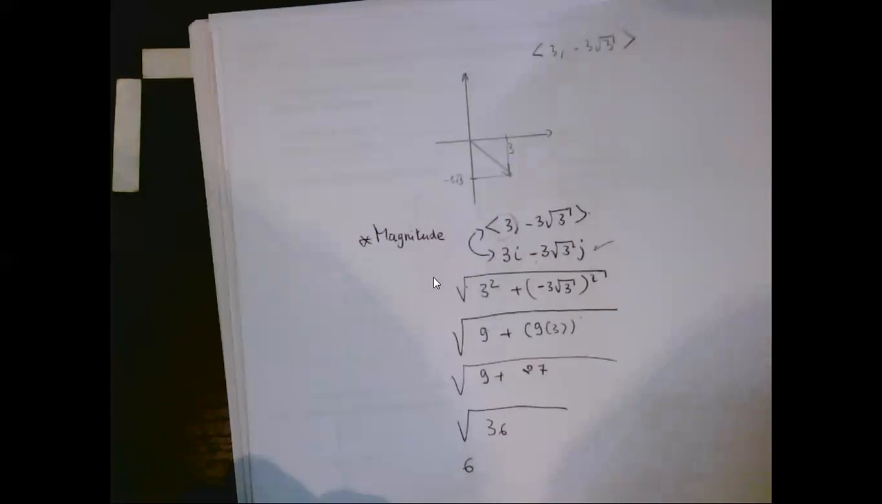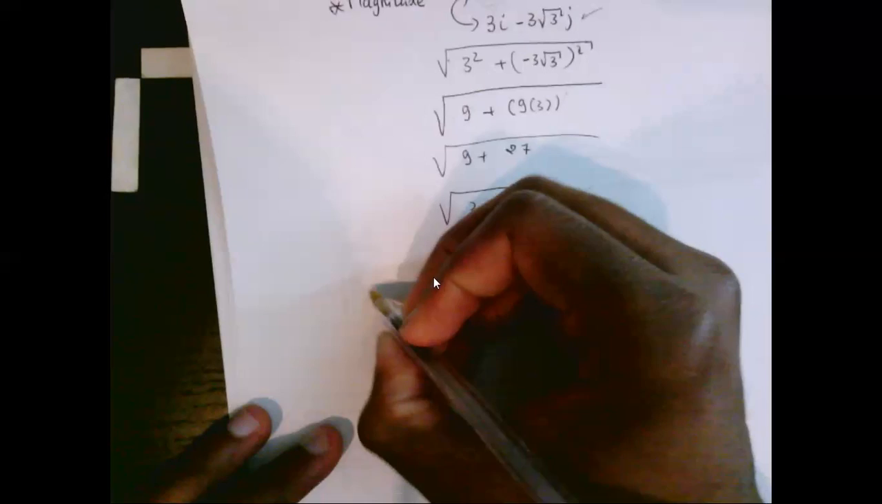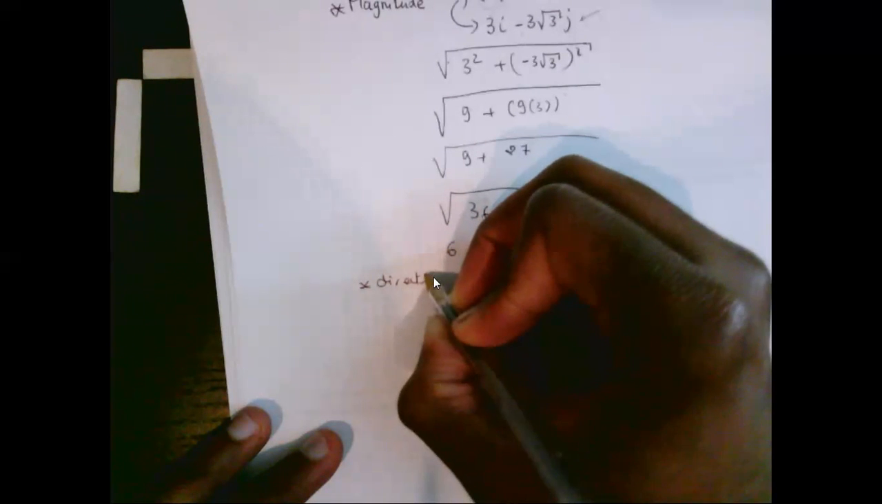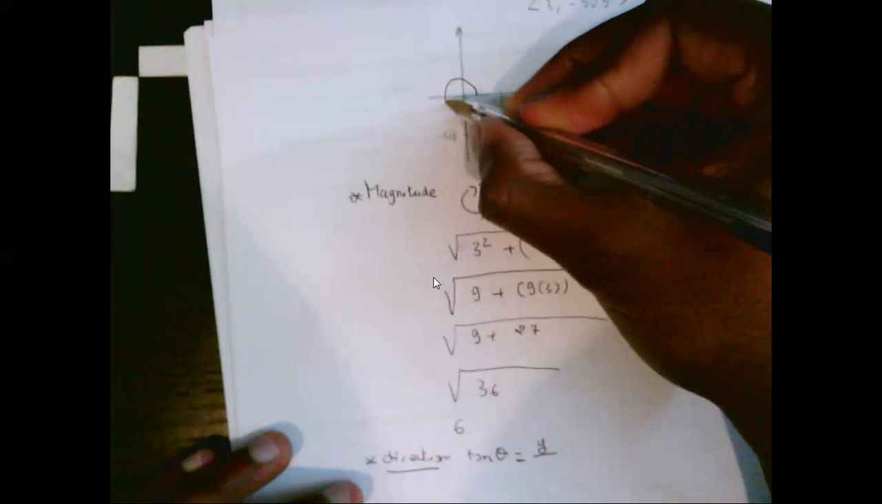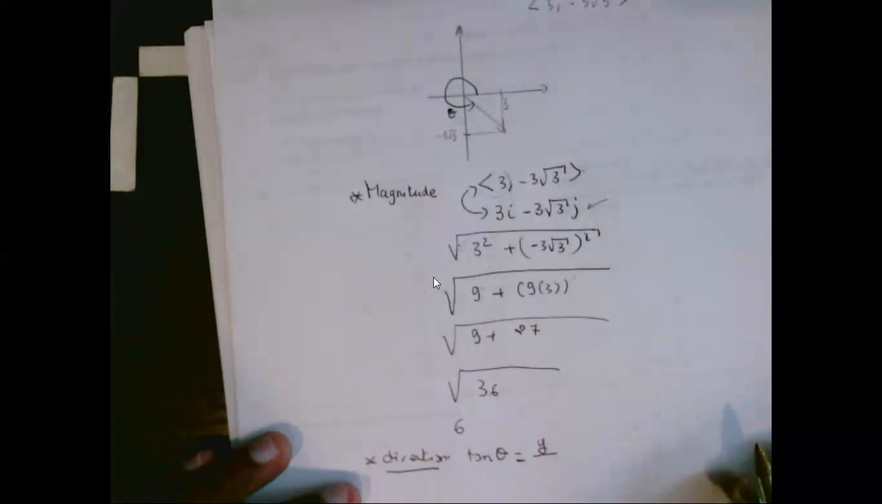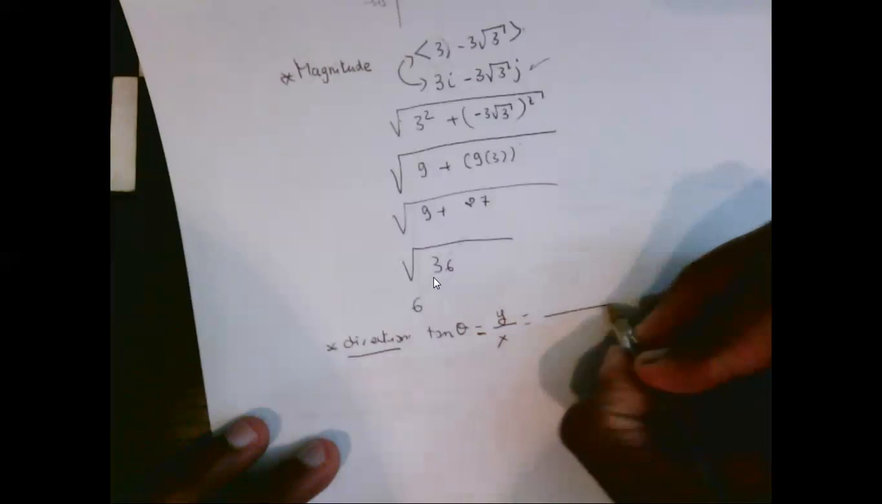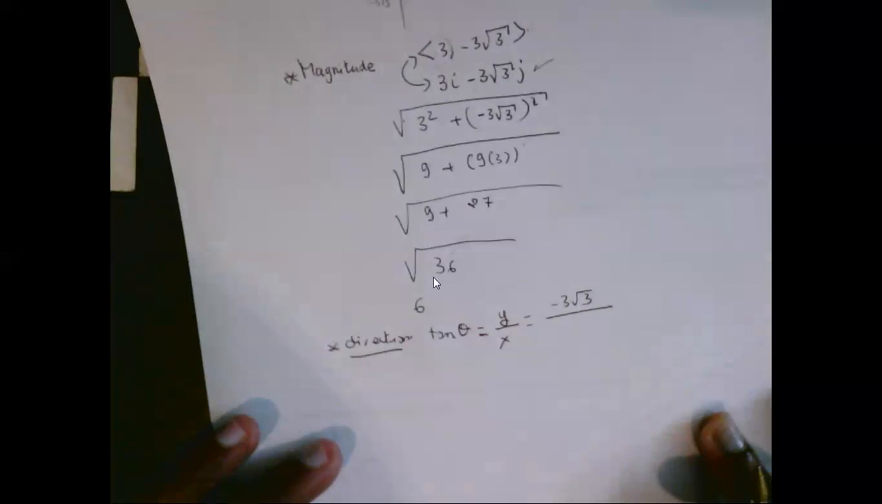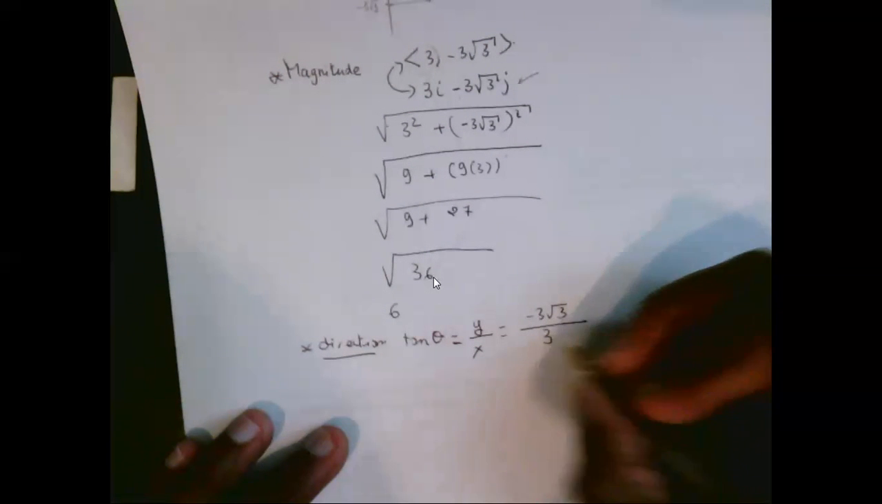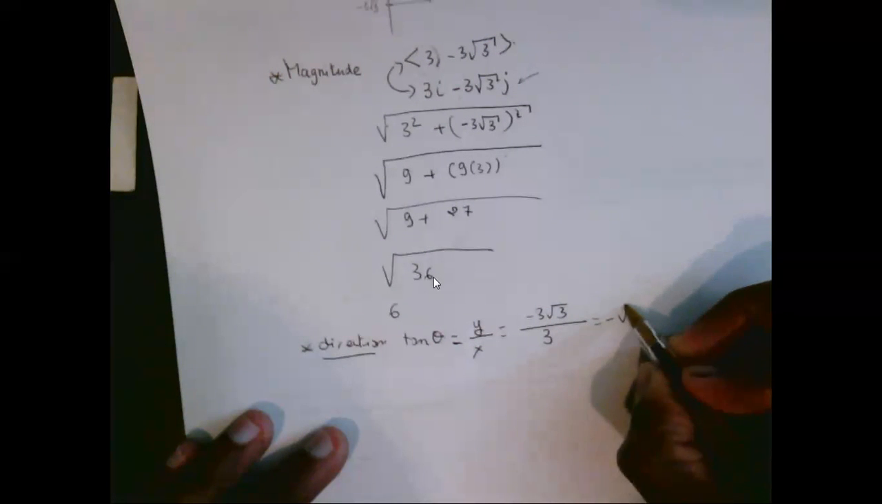Now we have to figure out what's the direction. So to find the direction, I need to find the tangent of the angle theta. So the angle that's from here to here, we call it theta. So I need to figure out what that theta is. So tangent of theta will be equal to y divided by x. My y is negative 3 square root of 3, and I have to divide it by x, which is this one. Those two cancel, and I have negative square root of 3, like that.